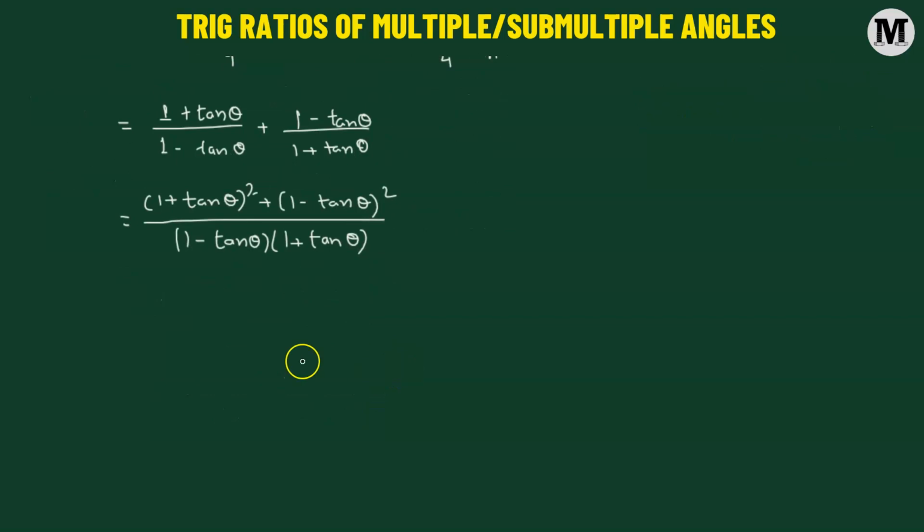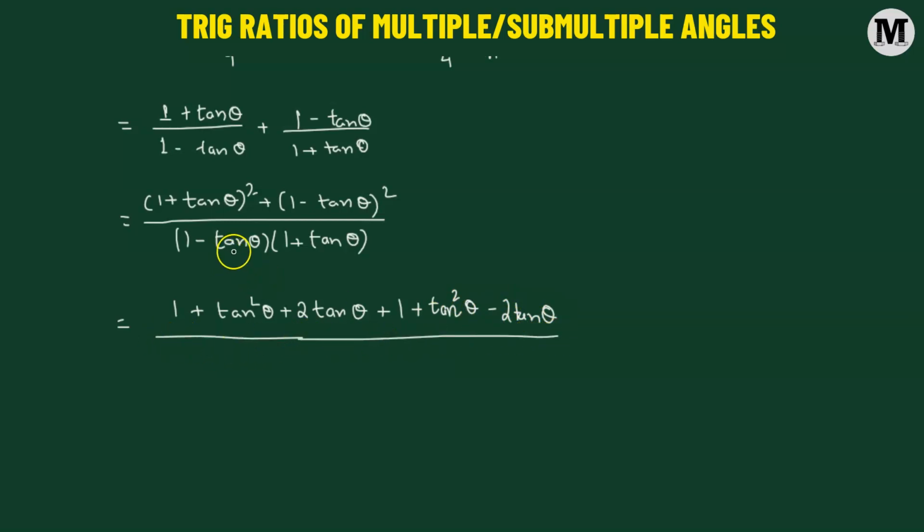So this is going to give us, now what we'll do, we'll expand 1 plus tangent theta whole squared to get 1 plus tangent squared theta plus 2 times tangent of theta, added to 1 minus tangent theta whole squared, which will be 1 plus tangent squared theta minus 2 tangent theta, whole divided by, now we'll have to take the product of 1 minus tangent theta and 1 plus tangent theta. So this is simply the difference of two squares. So we have 1 squared minus tangent squared theta.